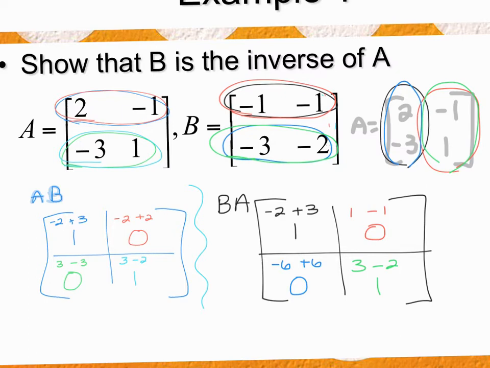Again, if the question is, is B the inverse of A, you might get a yes or no answer. You would work through both patterns. If either one of them is wrong, then it's no. So if you're going through A times B and you don't get the 1, 0, 0, 1, you can automatically say no without even having to do B times A. Just be really careful with your work.